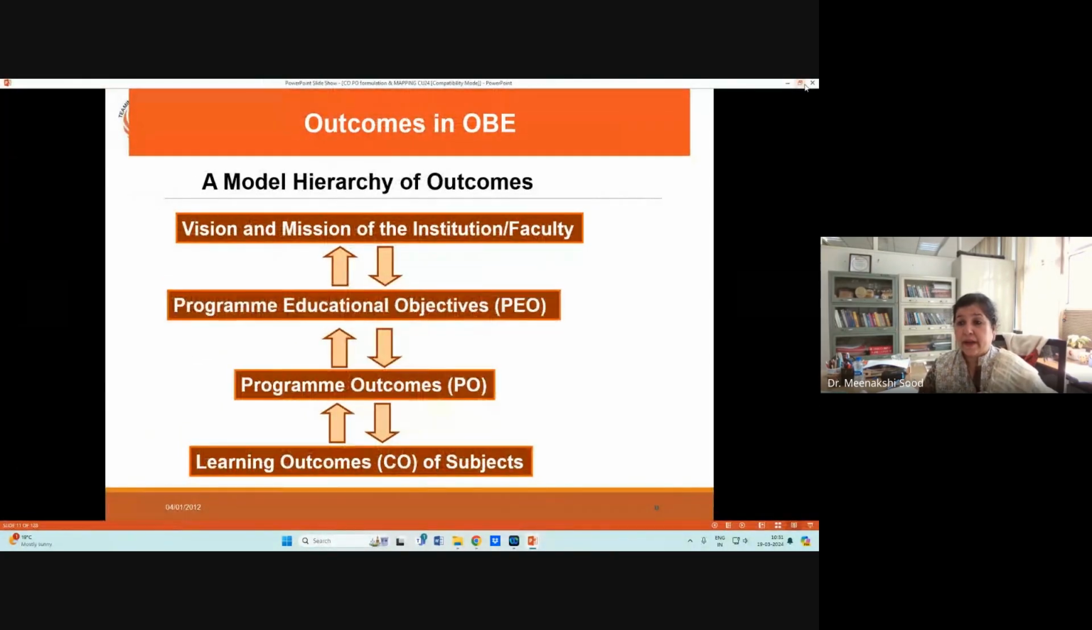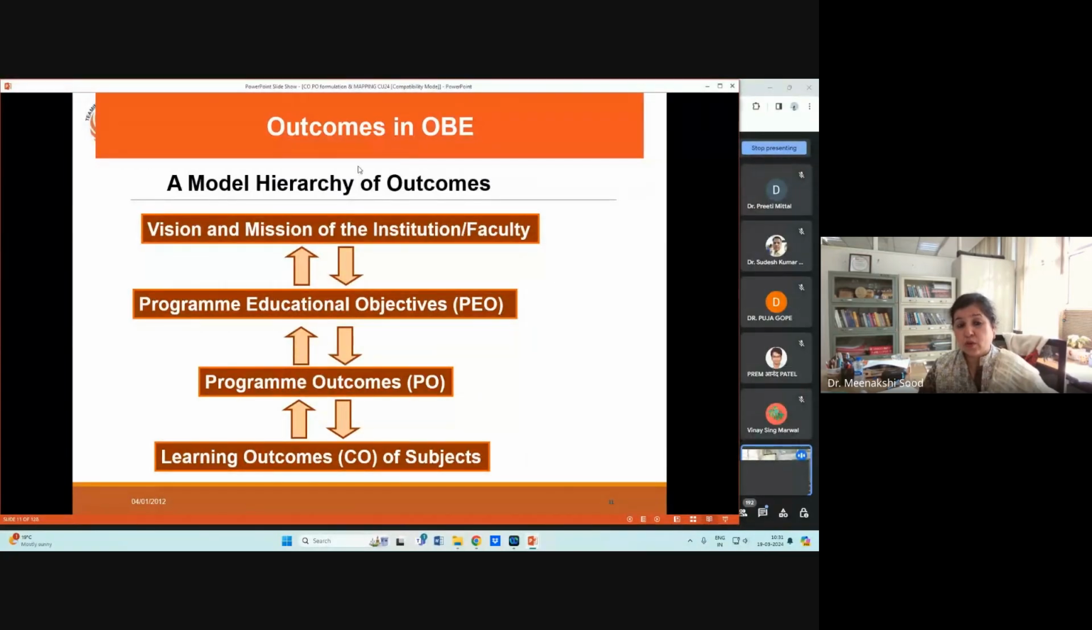So, actually, ideally, it should go in the top down method. If the vision of an institute or the department is clear, you can know what the mission statements should be, what steps should be taken to achieve that vision. So if the mission is clear, 3 to 4, then we should frame the program educational objectives.